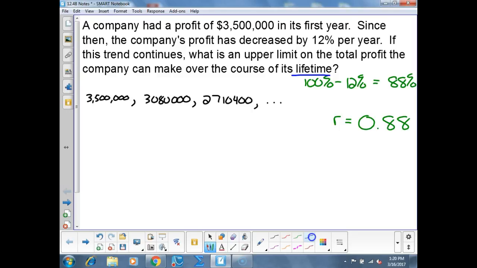Why can I find my infinite sum? Oh, because it's under 1. Because the R is under 1. Your R is between -1 and +1, right? Okay. So our R value is between -1 and +1, so we can find the sum here.